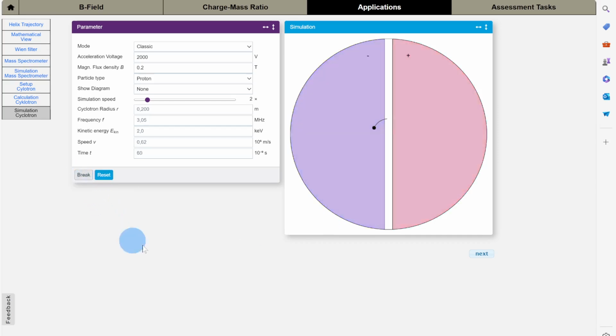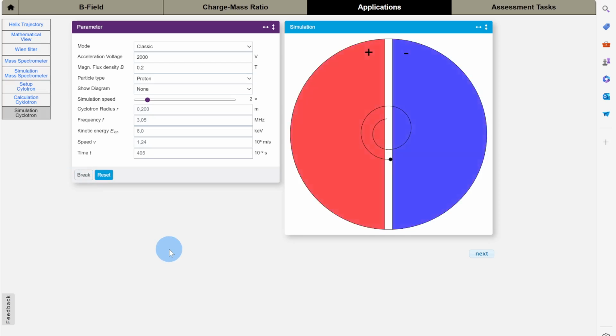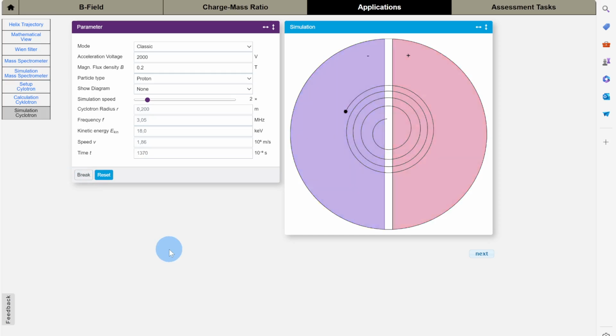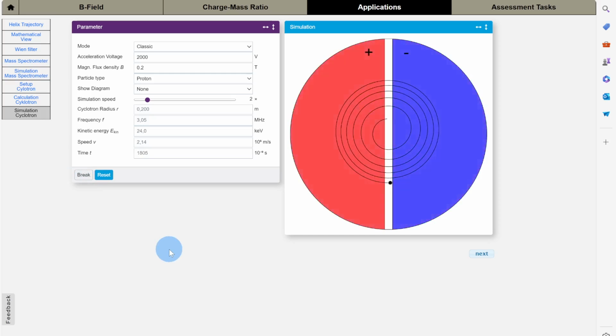Now another simulation I've got here helps to highlight the changing polarity of the plates. So if we click play here, you'll see the protons accelerate between the Ds and they're changing direction inside the Ds. And we've got this changing polarity back and forth from the positive to negative to positive and so on.